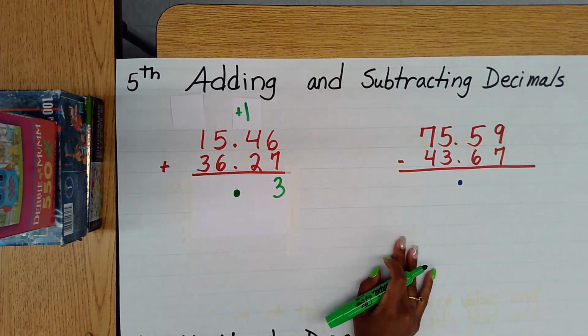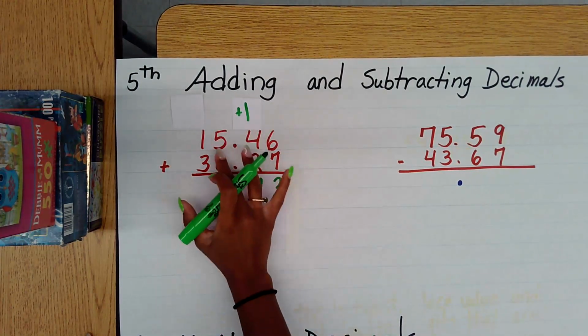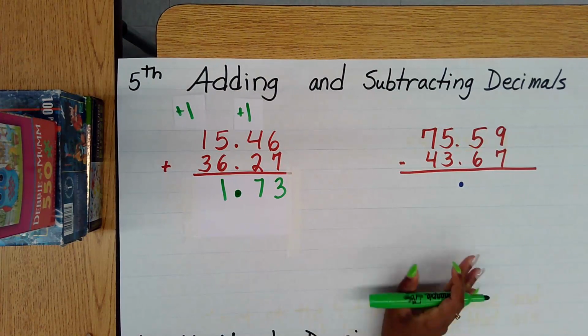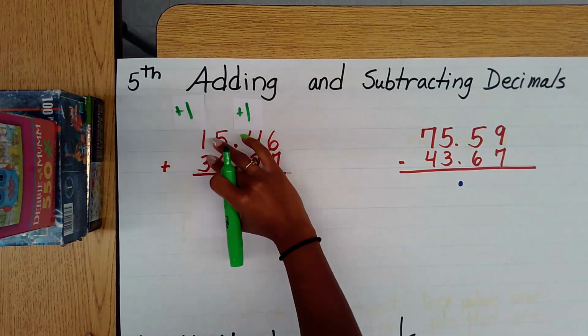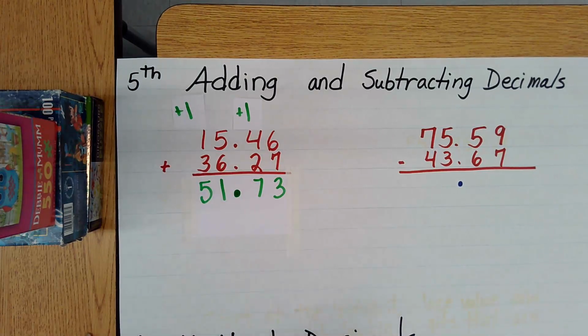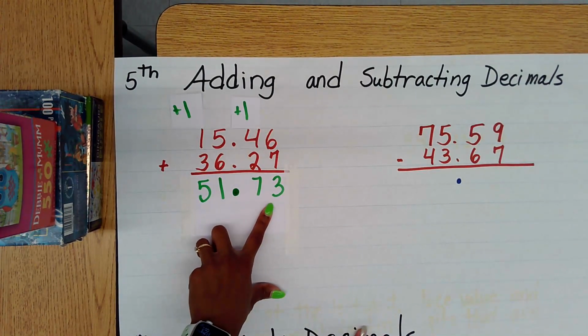4 plus 2 gives me 6, plus 1 is 7. 5 plus 6 is 11. Carry my tens place. 1 plus 3 is 4, plus another 1 is 5, to give me a final answer of 51 and 73 hundredths.